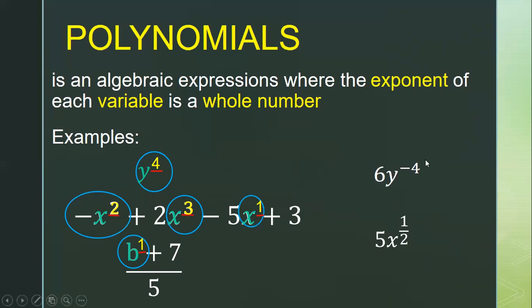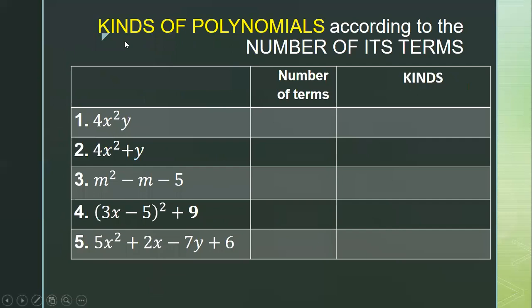These two are examples of an algebraic expression which are not polynomials, since if you will notice, the exponent of the variable is -4 and 1/2, which is not a whole number. Now, let us discuss the kinds of polynomial according to the number of terms.